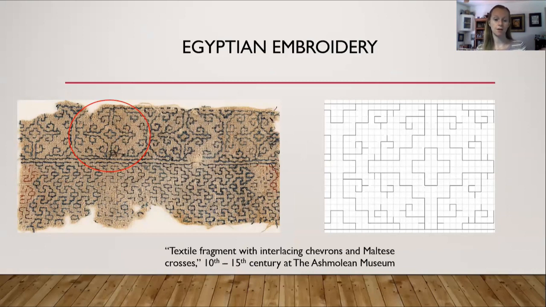It is a textile fragment with interlacing chevrons and Maltese crosses. And if you look where the red circle is, that's the pattern that I have interpreted and put on the right-hand side. You'll find with some museum websites, you can actually enhance the pattern big enough to where you can count the thread stitches. And this particular sample is at the Ashmolean Museum.